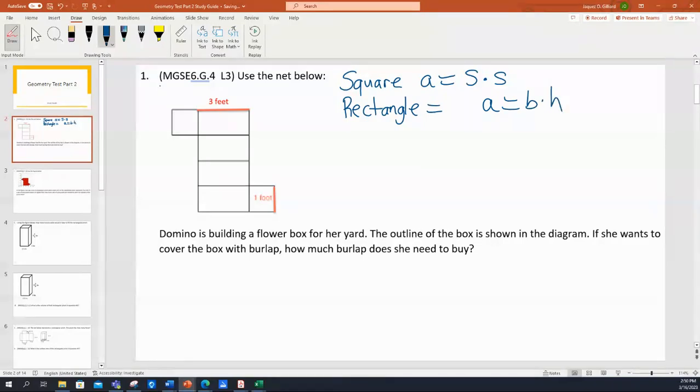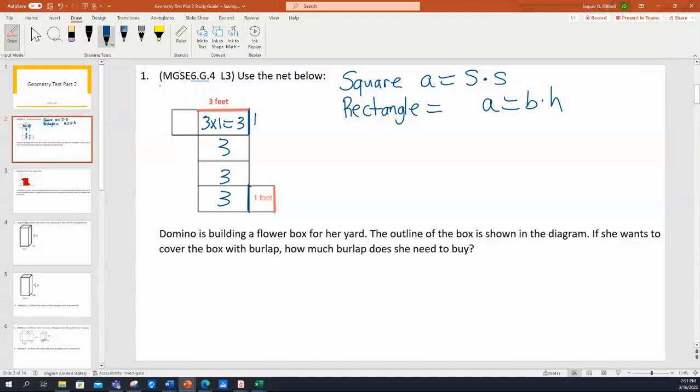Okay, so let's figure out what our dimensions are. If we look at that first rectangle, we see 3 feet here. And then we look down here, we see 1 foot over there. So that means if this is 1 foot, this side here is also 1 foot, right? Because a square has all equal sides. So the area of this one is going to be 3 times 1, which equals 3. And if all the rectangles are the same, then I can go straight down and write 3 here, and 3 there, because the area is 3.